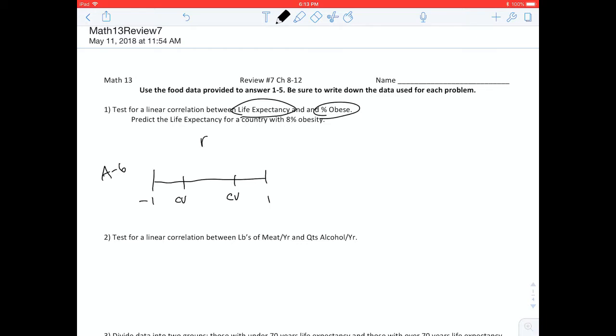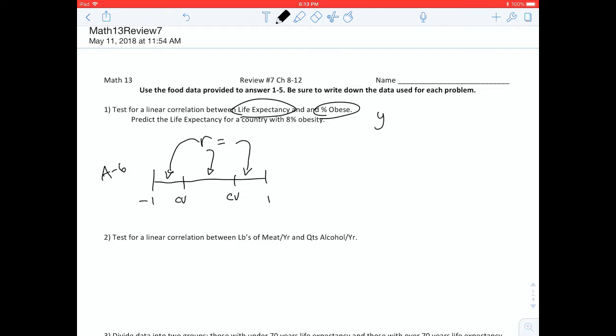One's negative and one's positive, and then you find out what R is. And if R lands over here, there's a positive linear correlation. If R lands over here, there's a negative correlation. And if it lands in the middle, there's no correlation, or at least no linear correlation.